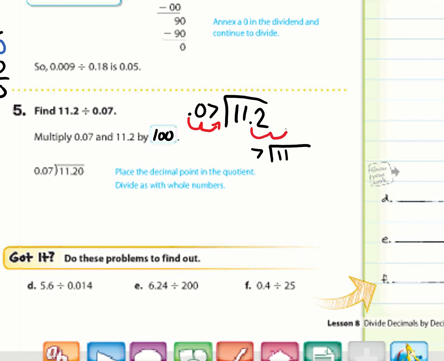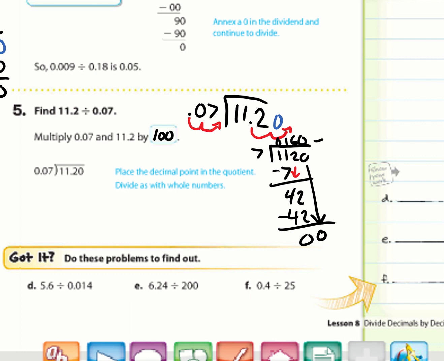So 1, 2. So we're going to add a 0 there. New problem is going to look like this. So 7 goes into 1 0 times, 7 goes into 11 once. 1 times 7 is 7. Subtract is 4. Bring down the 2. 7 goes into 42 6 times, and then 42 minus, so 0. Bring down the 0. 7 goes into 0 0 times. So our final answer is 160.